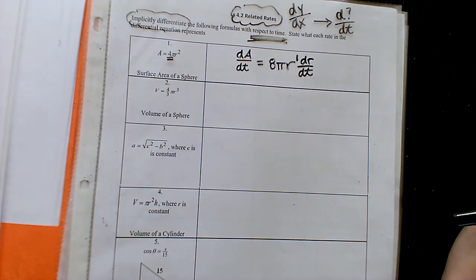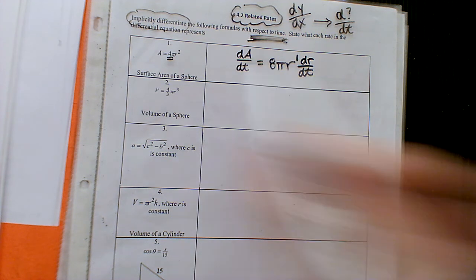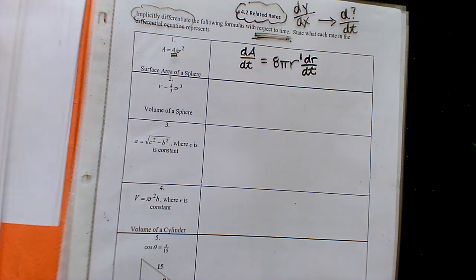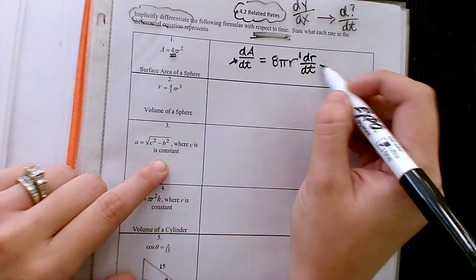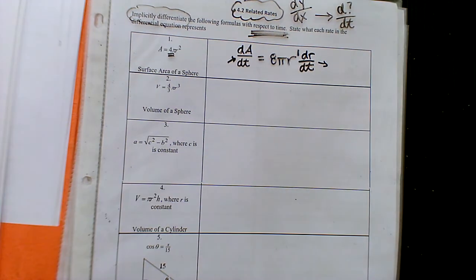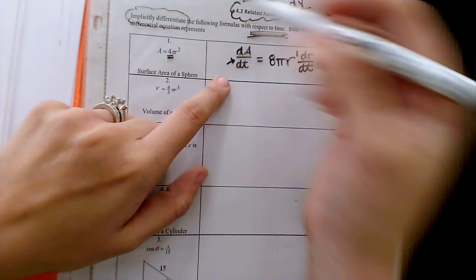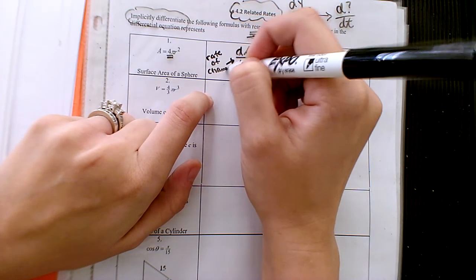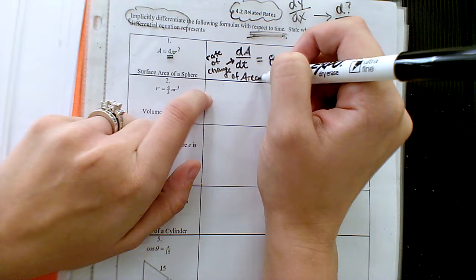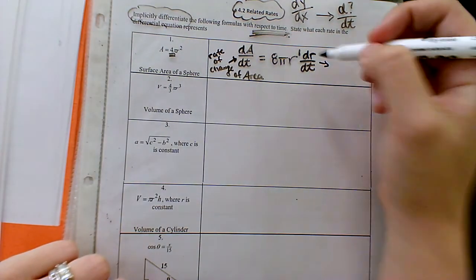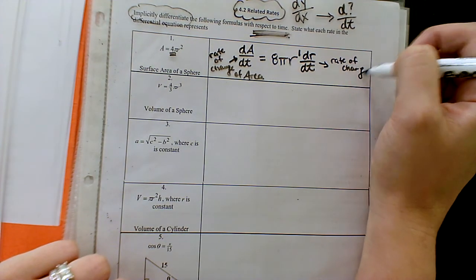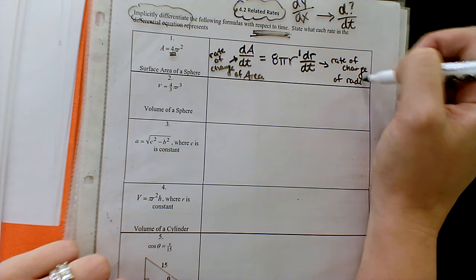Whatever variable you take the derivative of, it needs to have that derivative symbol with respect to time. So it was dA over dt for area, dr over dt for the radius. Now, if these are derivatives, these are representing specific rates of change. So dA over dt would be the rate of change of area, and dr over dt is the rate of change of the radius.